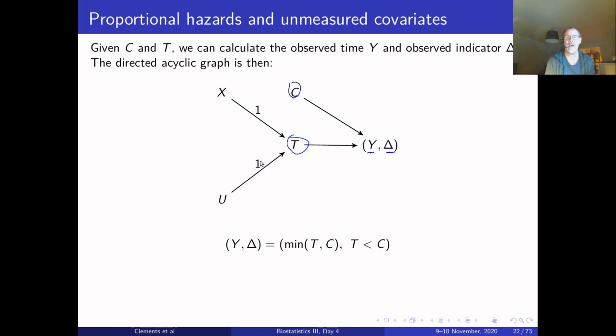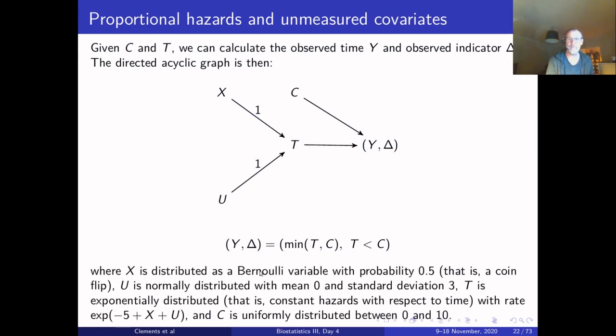And we also assume that in the hazard formulation, the coefficient for u is 1, and the coefficient for x is 1. So x is Bernoulli with probability of half, so it's basically a coin flip. U is normally distributed with mean 0 and a standard deviation of 3, and then t is assumed to be a constant hazard with respect to time, but it varies, so it's exponential of -5 plus x plus u, and then c is just assumed to be uniform, but that's not important.